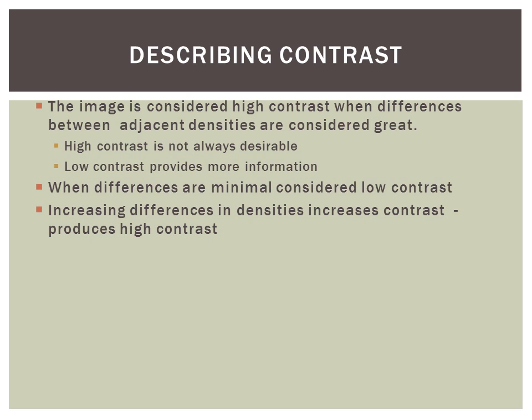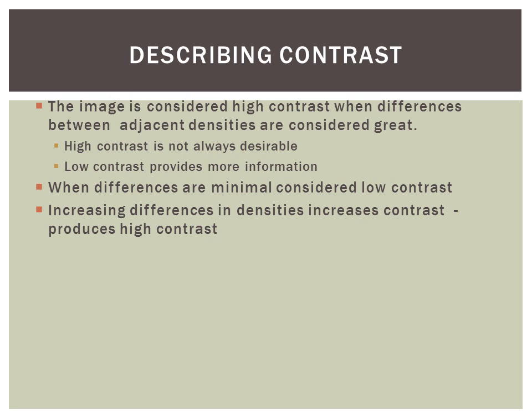Describing contrast. The image is considered high contrast when differences between adjacent densities are great. High contrast is not always desirable. Low contrast actually provides more information. When differences are minimal, it is considered low contrast. So the fewest shades of gray is high contrast. Increasing the differences in densities increases contrast and produces high contrast.